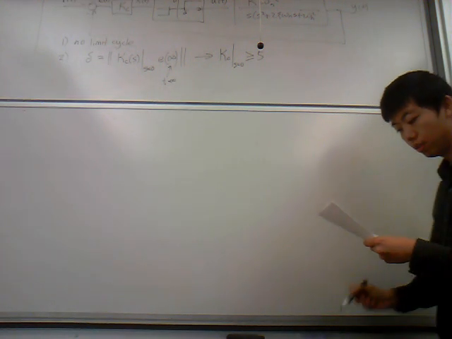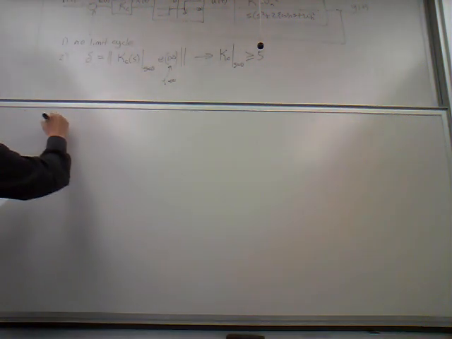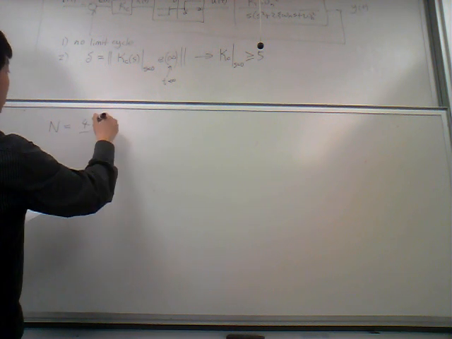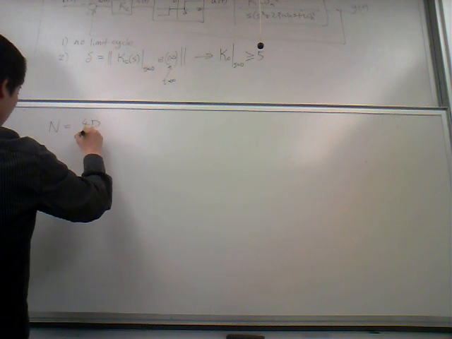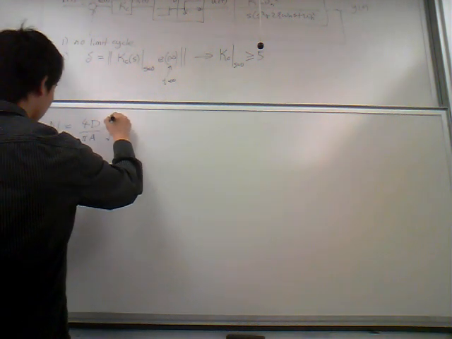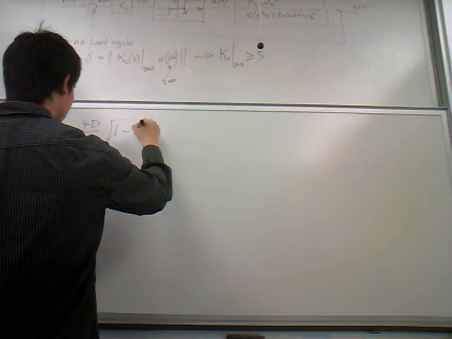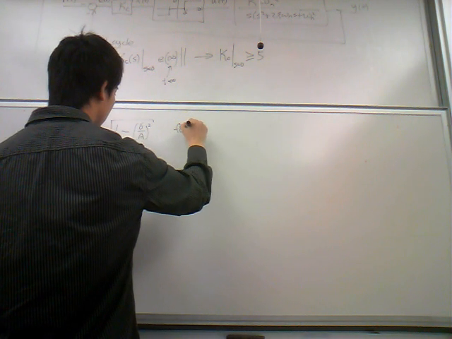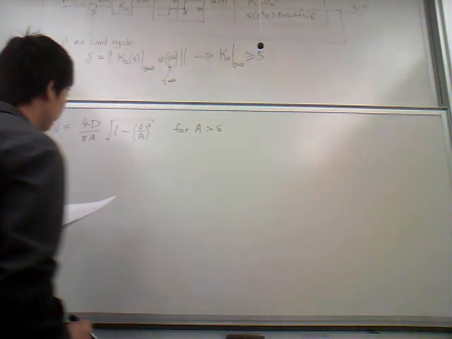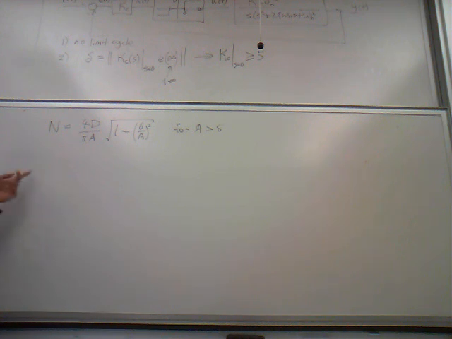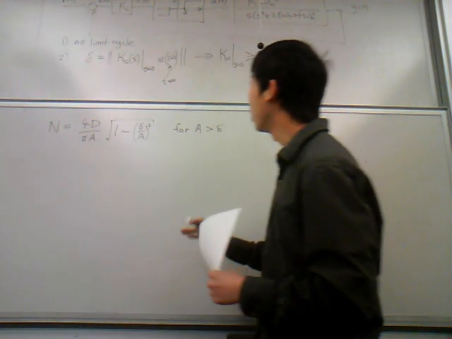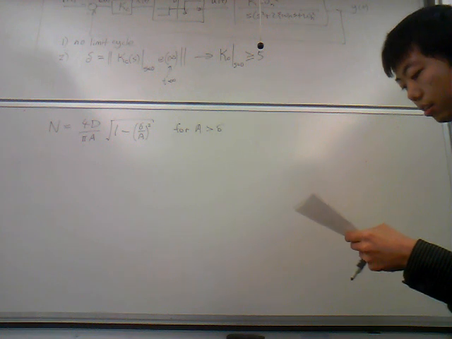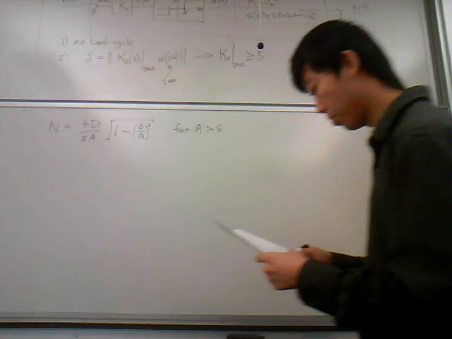Let's just remind ourselves what the describing function for deadband is. We have N equals 4M over pi times the square root of 1 minus delta over A squared, for A greater than delta. Okay. So basically with this information we can go ahead and draw our Nichols plot of our system and see if it intersects.